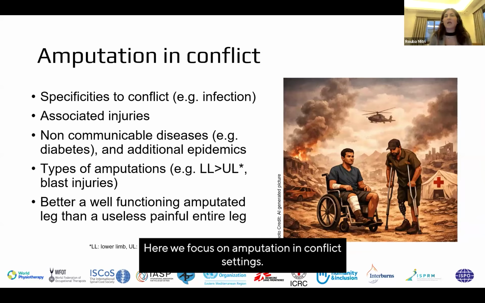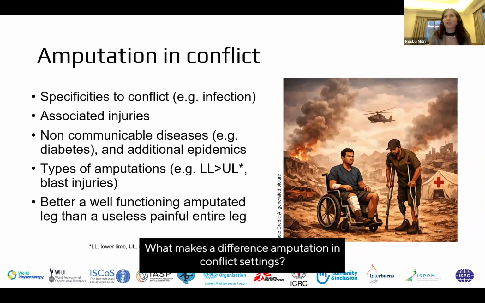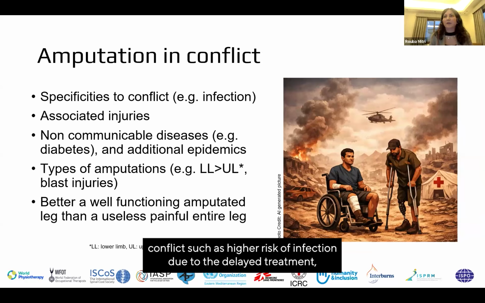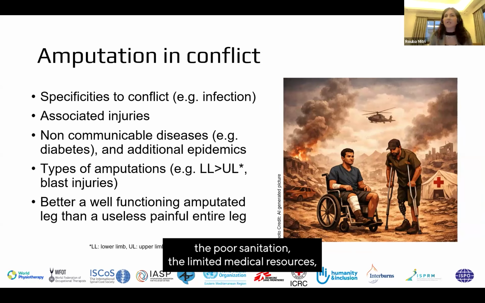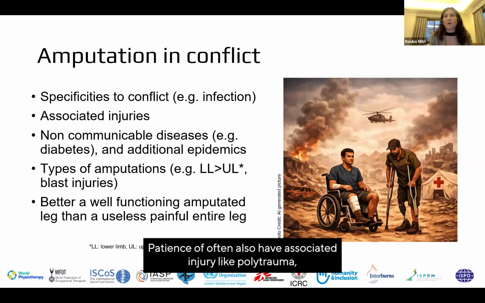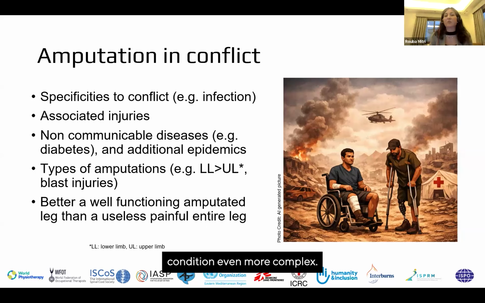Here, we focus on amputation in conflict settings. What makes amputation in conflict settings different? First, there are specific challenges in a conflict, such as higher risk of infection due to delayed treatment, poor sanitation, limited medical resources, and limited access to health care. Patients often also have associated injuries, like polytrauma. They have fractures, burns, internal trauma, which make their condition even more complex.